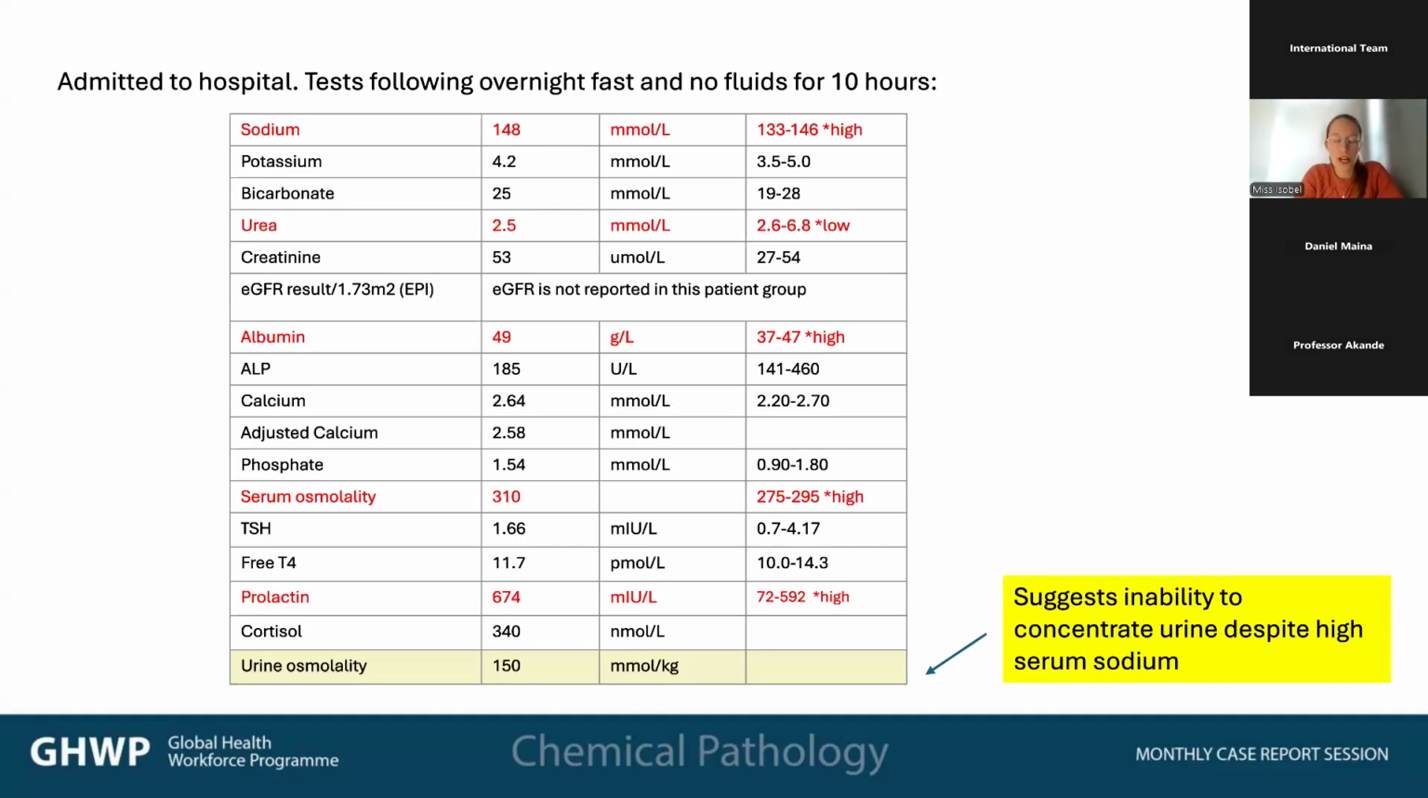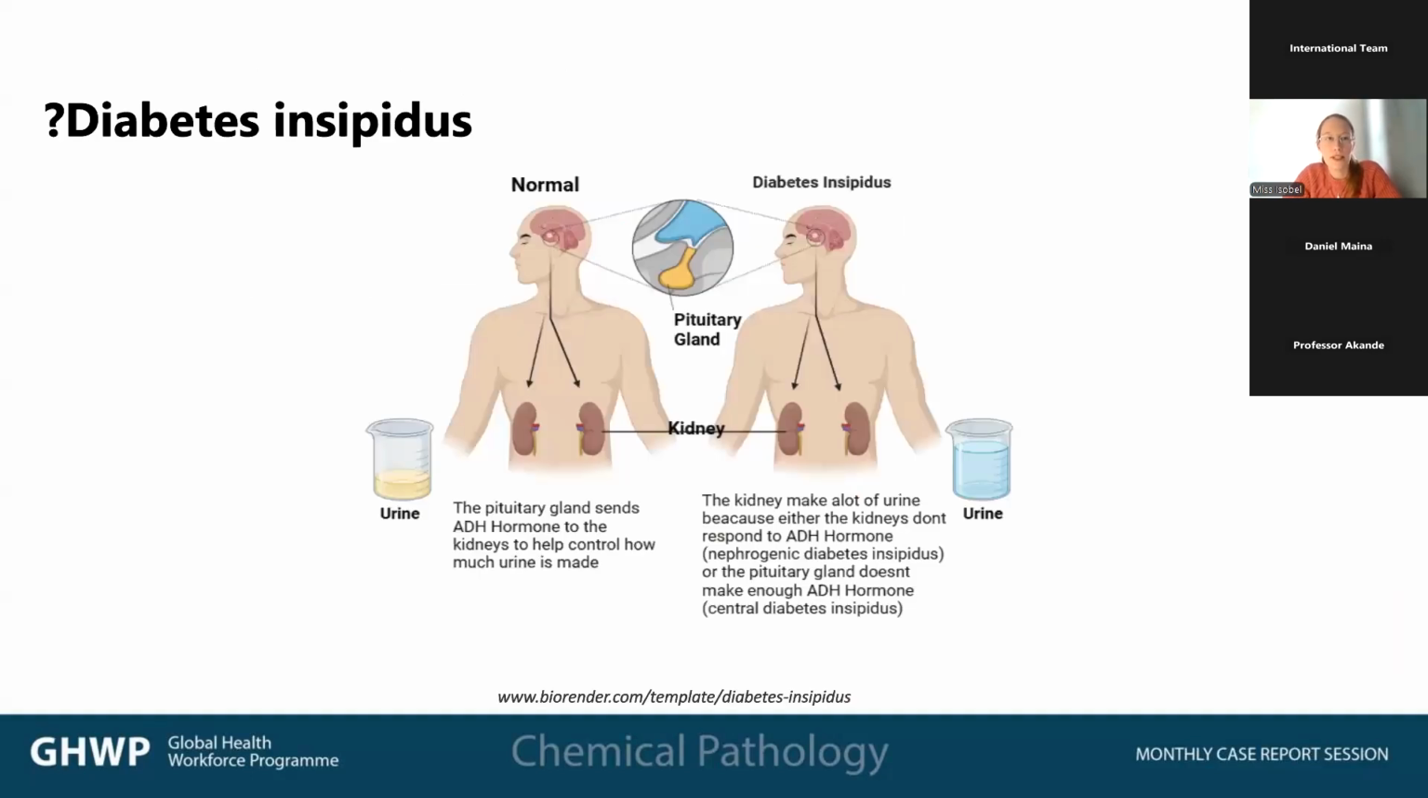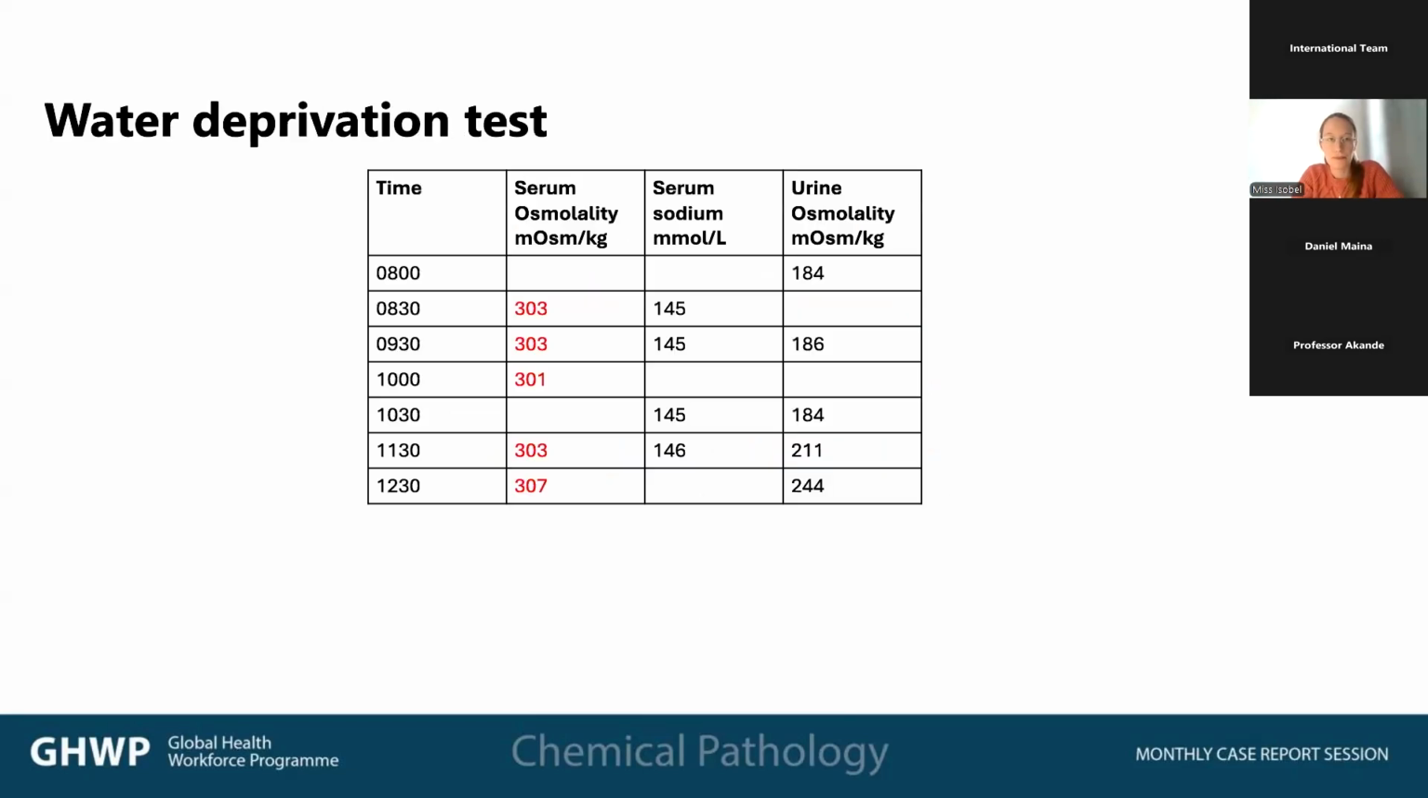So this is pointing towards a problem with concentrating the urine. And it's pointing towards diabetes insipidus. So in a normal patient, the pituitary gland sends ADH hormone to the kidneys to control how much urine is made. So when the patient is dehydrated, you should get increased production of ADH hormone so that the kidneys reabsorb more water. However, in diabetes insipidus, the pituitary gland either isn't producing enough ADH, or the pituitary gland is producing enough ADH, but the kidneys are not responding to it. And the result is that you get very dilute urine, even if the patient has a high sodium.